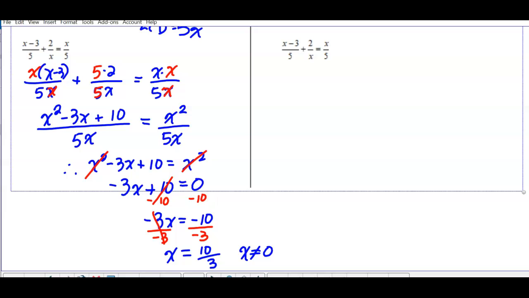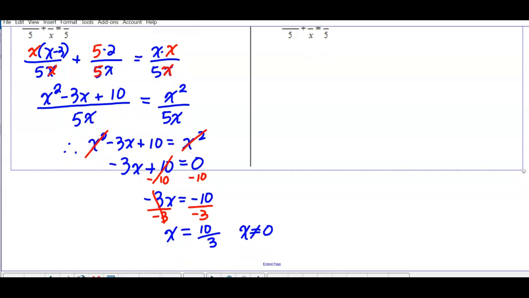You always want to check. Is the solution you got a non-permissible value? If it is, then you have to eliminate your solution from the solution set. Okay? But in this case, it's not the same, so this is your solution. So we often put them in squiggly brackets, in the solution set.